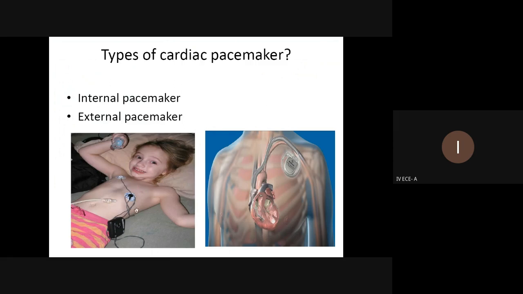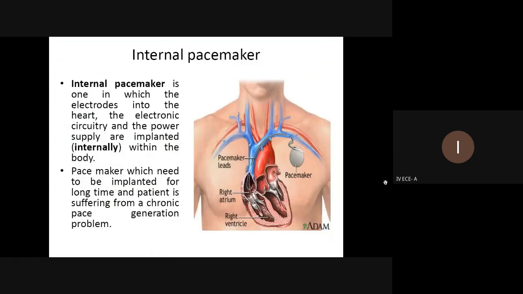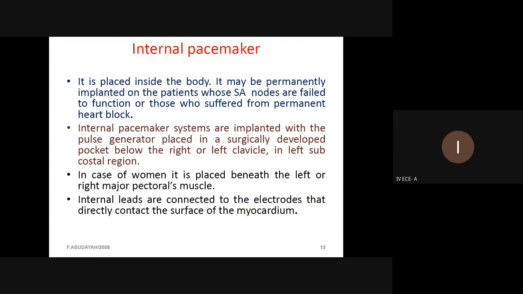So this is an external pacemaker. The pacemaker device is connected outside the body, like a mobile phone which is kept inside the pocket. So this is external, and this is the internal pacemaker which is inside the body. Okay, so first of all see the internal pacemaker. The internal pacemaker is one in which the electrodes go into the heart, and the electronic circuitry and the power supply are implanted within the body. It is used when the pacemaker needs to be implanted for a long time and the patient is suffering from a chronic pace generation problem. Okay, it is placed inside the body.